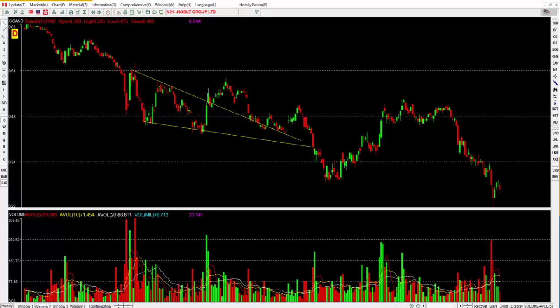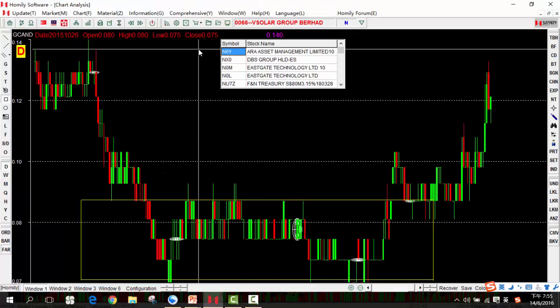So if this is not a wedge pattern, how can we calculate? How can we judge? Okay, so we should find carefully. Then we can see how to judge. Then we can see the next one. Let's see a normal one.